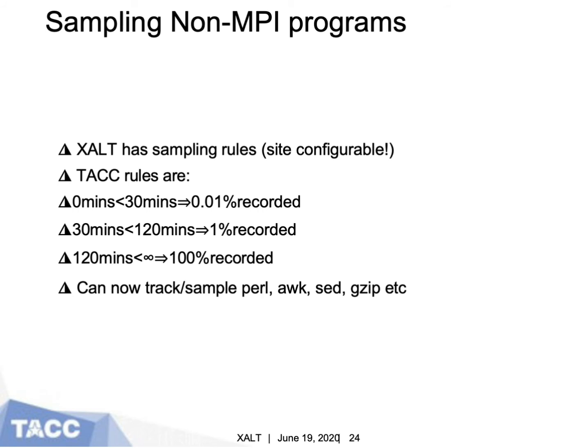This is site configurable. The TACC rules are for 0 to 30 minutes, you have a 1 in 10,000 chance of being recorded. For 30 minutes to an hour and 20 minutes or 2 hours, you've got a 1% chance of being recorded. And anything over 2 hours is 100% recorded. But this allows us to do things like sample how people use Perl, awk, sed, gzip, etc.